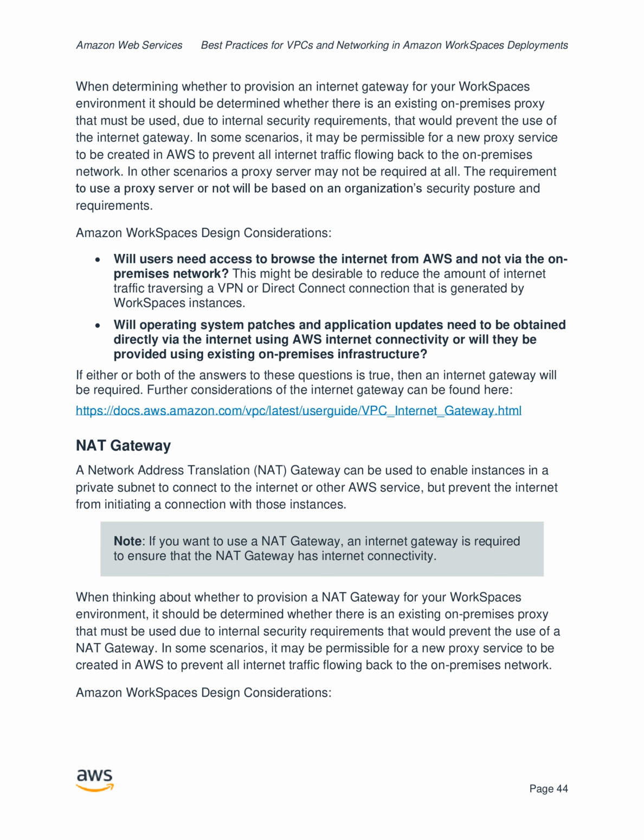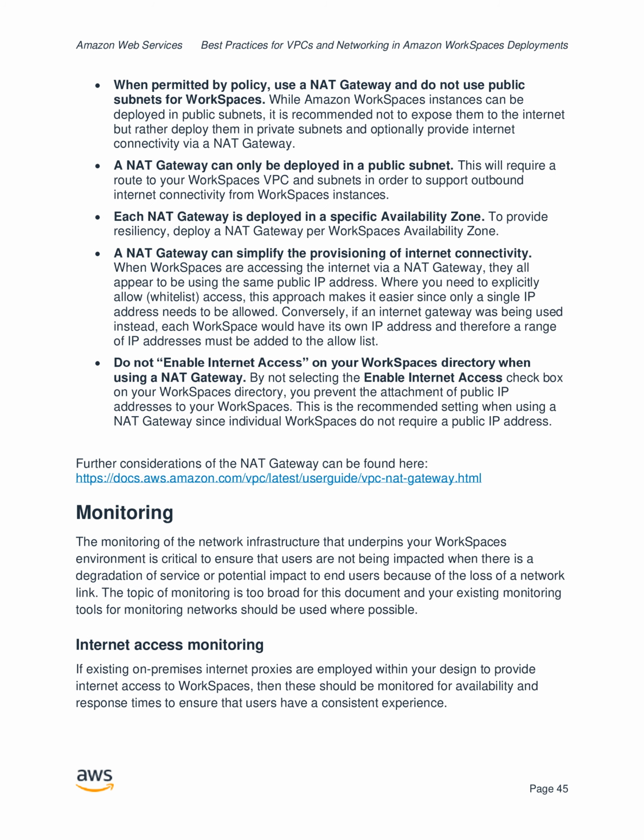When thinking about whether to provision a NAT gateway for your workspace's environment, it should be determined whether there is an existing on-premises proxy that must be used due to internal security requirements that would prevent the use of a NAT gateway. In some scenarios, it may be permissible for a new proxy service to be created in AWS to prevent all Internet traffic flowing back to the on-premises network. Amazon WorkSpaces design considerations. When permitted by policy, use a NAT gateway and do not use public subnets for workspaces.